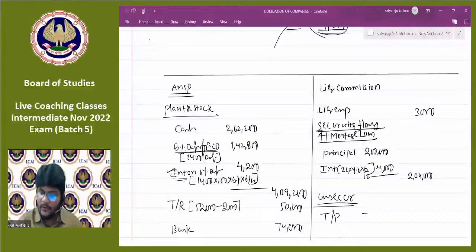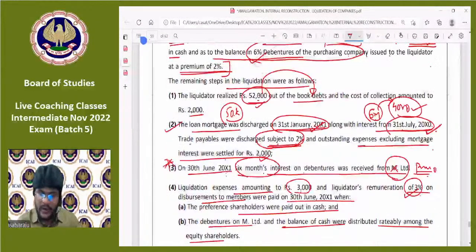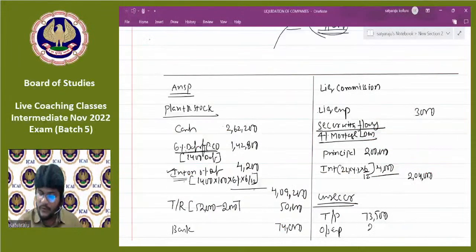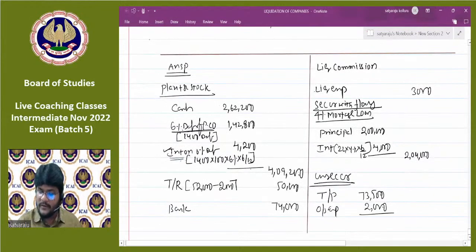Just 73,500. Next, one more is there, which was outstanding expenses. It was also clearly given in that point. Outstanding expenses excluding mortgage interest were settled for 2,000. Fine. Now 73 plus 2, how much, guys?